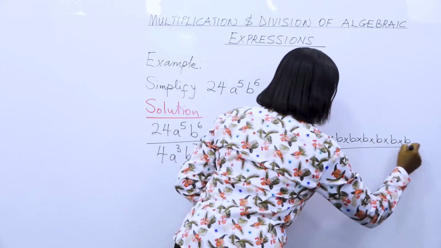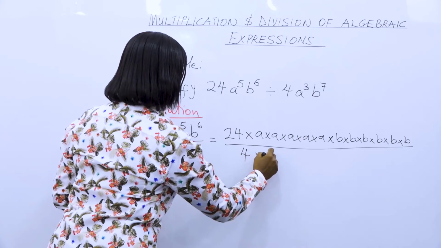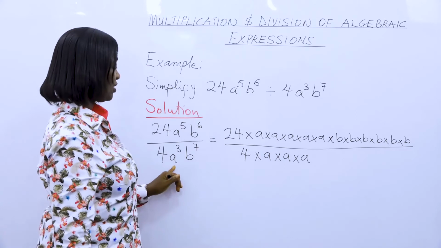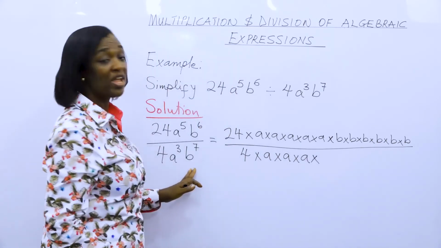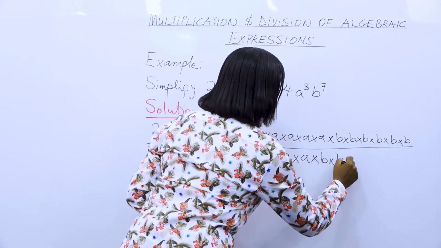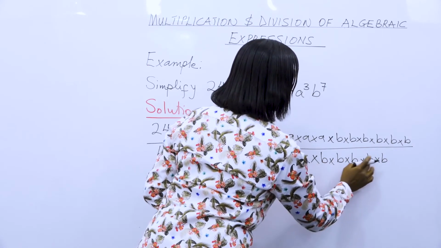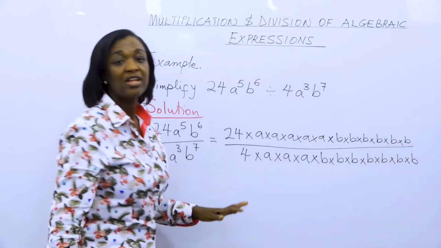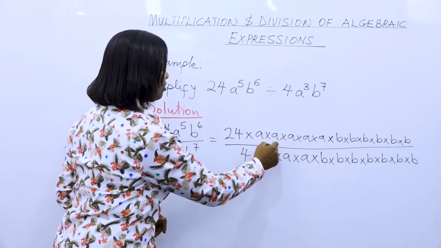And then over 4 times a times a times a, that's our a to the power 3, times we have b to the power 7: b times b times b times b times b, 1, 2, 3, 4, 5, 6, and then 7. This is the layman's way of doing this. So we cancel out.